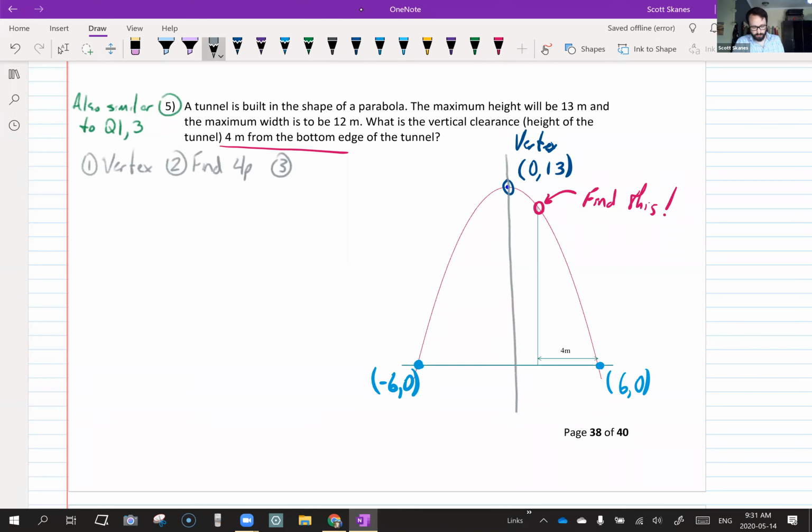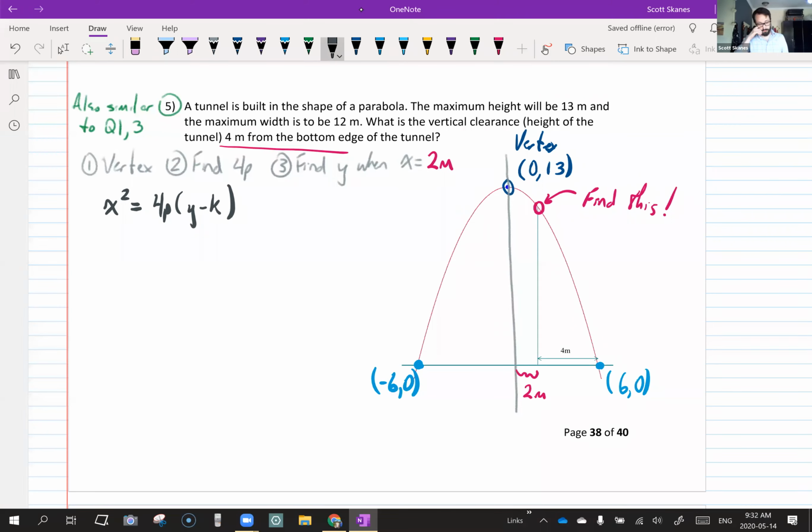And then three, find y when x equals, this is a 2-meter distance. So find y when x equals 2 meters. Okay. We'll worry about that third step after. Let's go through this. First things first, we need to use our equation. This is an x squared form. So it's going to look like this.